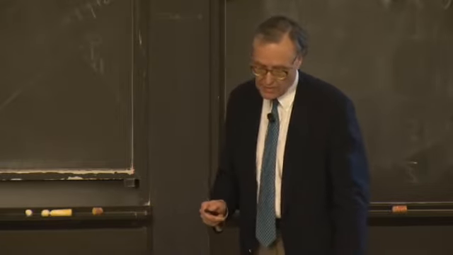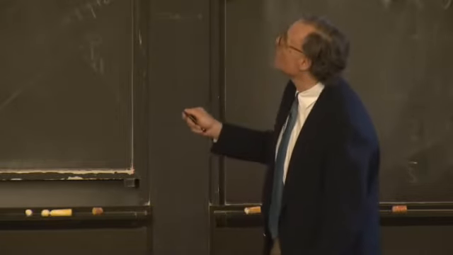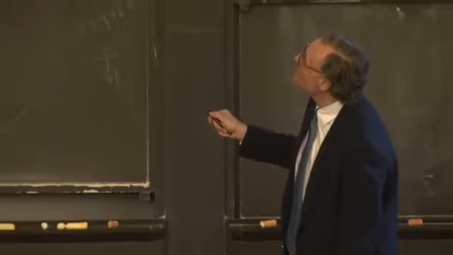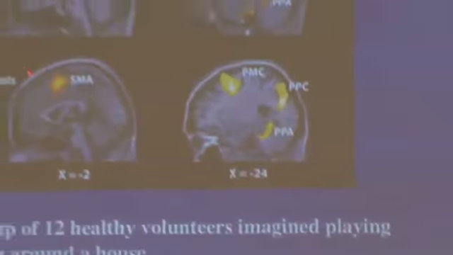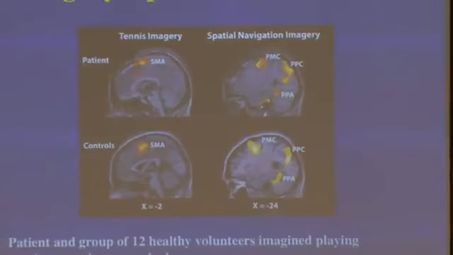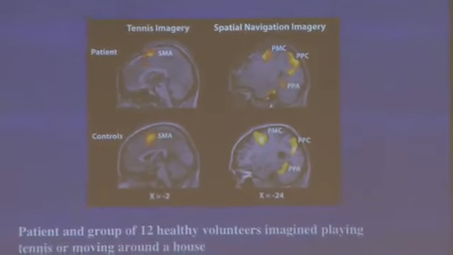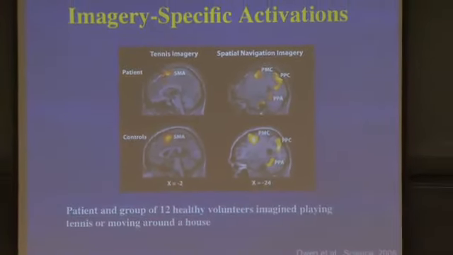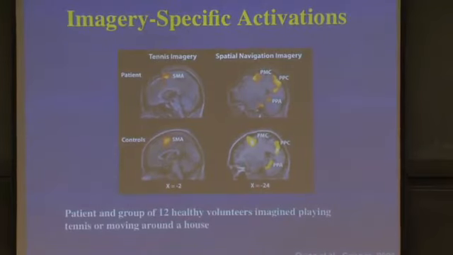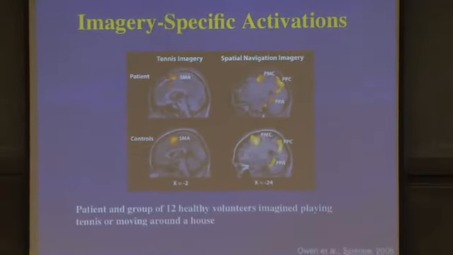So let's first look at what happens with the controls. When they imagine they're playing tennis, they turn on the supplementary motor area. That's a part of your brain that plans your physical movements. Okay, you're not moving, but you're thinking about it. This is imagination of movement. When you plan a movement, you turn that on.